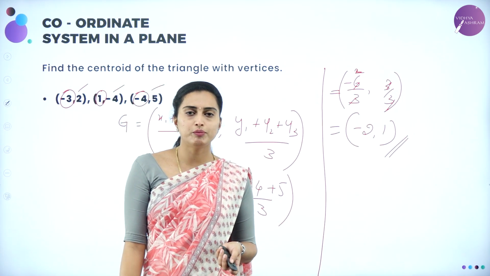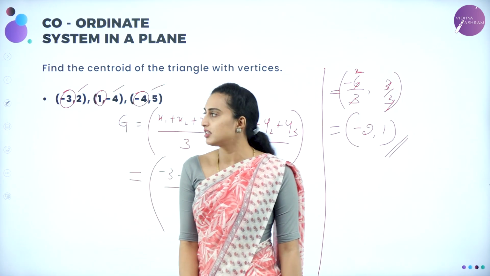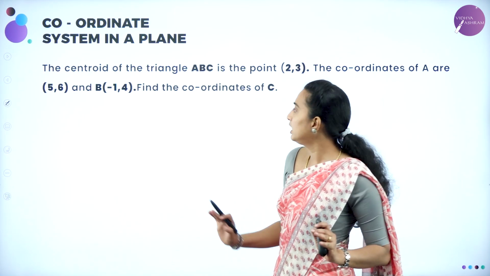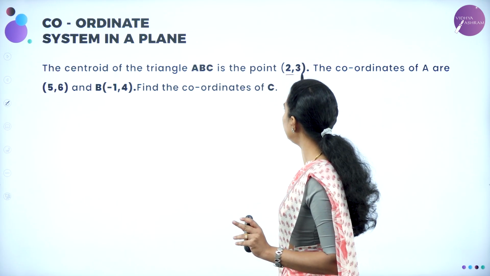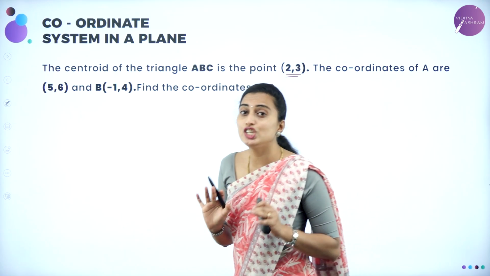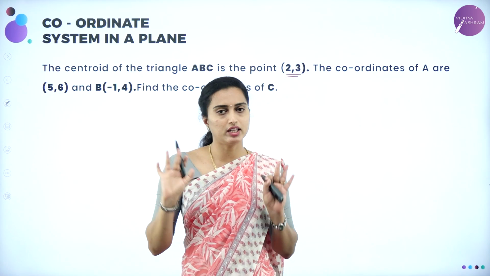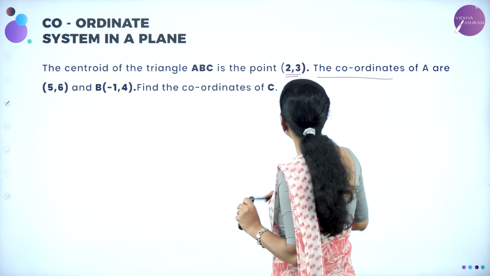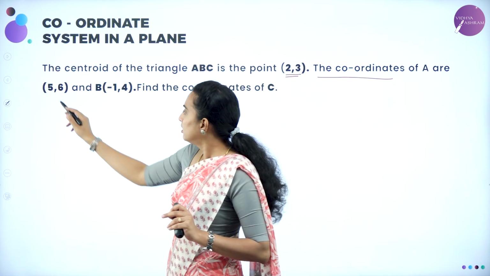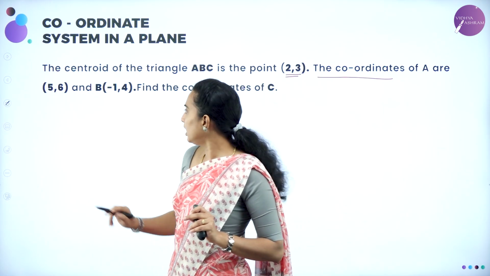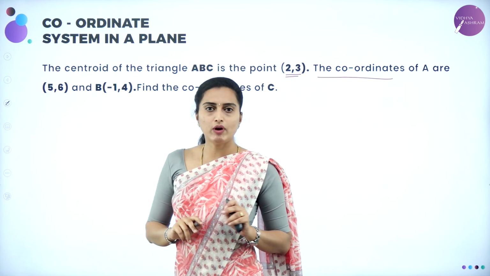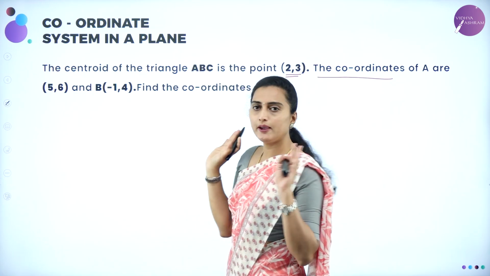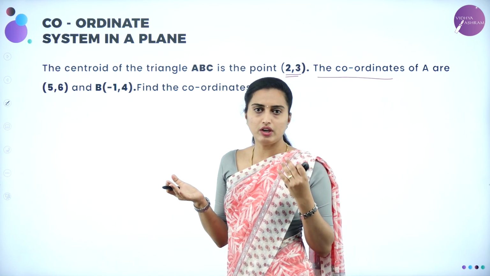Understood? We'll be moving on to the next problem, dears. What we are having? The centroid of the triangle. They have given ABC, G is the centroid of the triangle. They have given the point of G is 2, 3. The coordinates of A are 5, 6 and B are minus 1, 4. And find the coordinates of what? C. Other coordinate you need to find out.